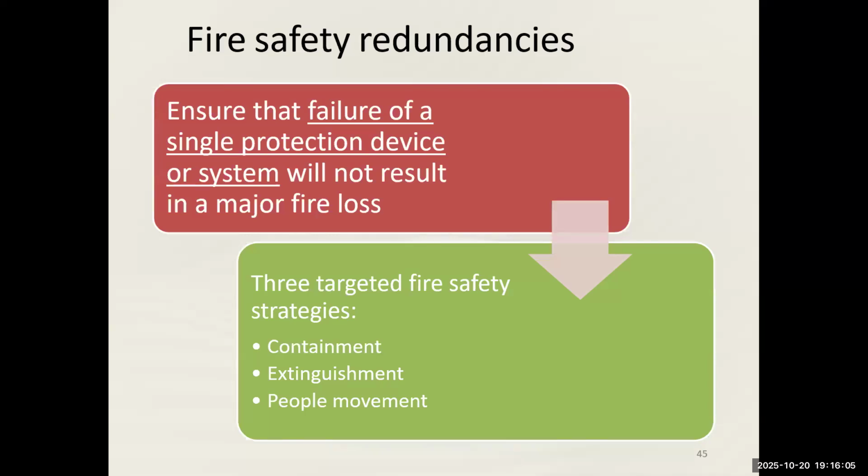So let's have an example here. We can imagine a hospital patient room fire. For containment, we rely on what? We rely on the construction type, such as the corridor walls and the doors, to prevent the fire spread. Next, for extinguishment, we have the automatic sprinklers and the smoke detectors. That is our way to put the fire out. And the final one is people movement. For people movement, we ensure adequate access and emergency routes. So even when one system fails, for example the sprinklers don't activate, the containment and the people movement systems will still provide protection.